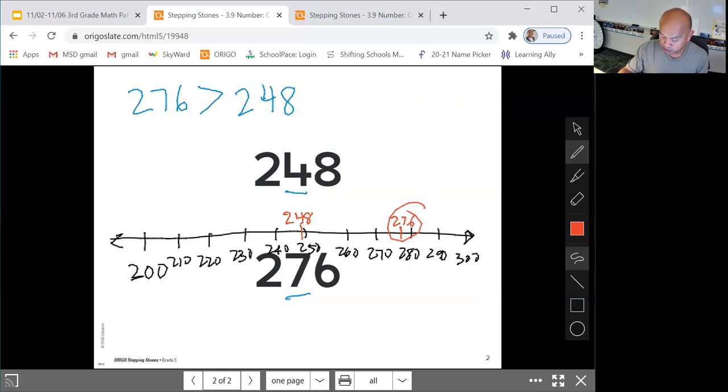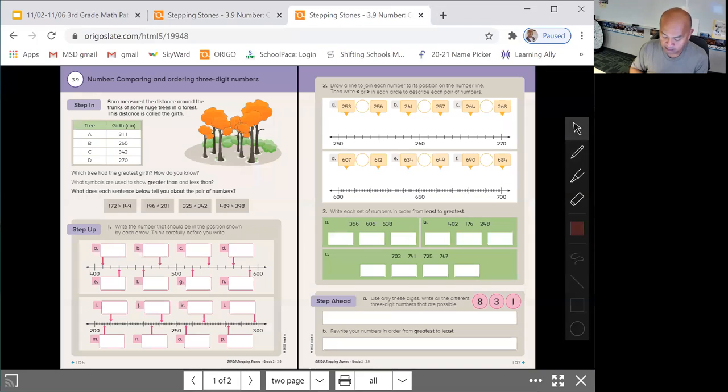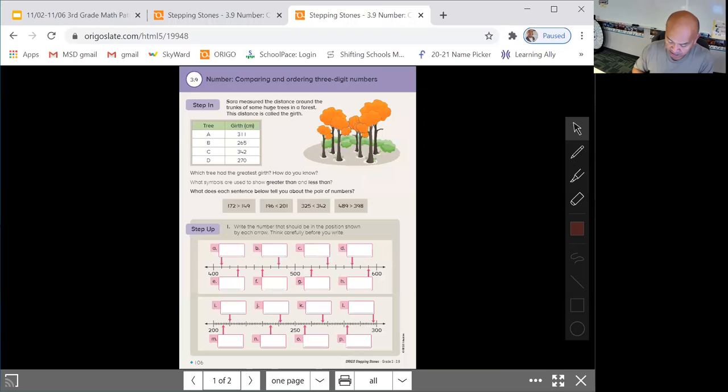So let's go to our math pages now. Let's show just one page at a time. Right here, luckily, they had set up a number line for us.